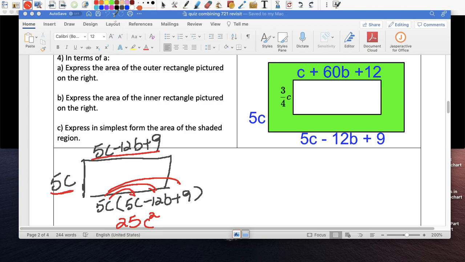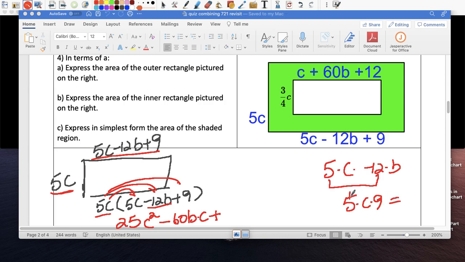Done. Next one is 5c times negative 12b. Well, it's 5 times c times negative 12 times b. That's what you have when you multiply this one and the middle term. Well, 5 times negative 12 is negative 60. And c and b multiplied, you can't do anything with it, so it's just bc. Last one, positive times a positive is a positive, so you get 5 times c times 9. 5 times 9 is 45, so we're going to write that as 45c. That's your first rectangle.